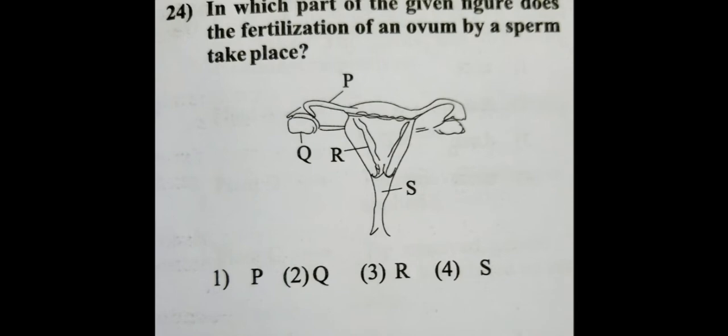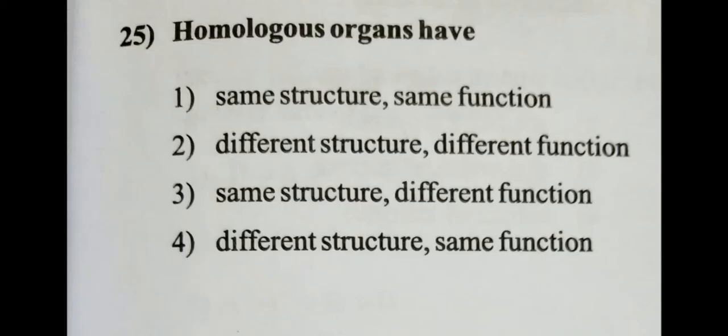In which part of the given figure does the fertilization of ovum by sperm take place? Obviously it is fallopian tube. P letter is showing the part fallopian tube. So the option 1 is the right answer. 25th, homologous organs have same structure but different function. So the answer is 3.